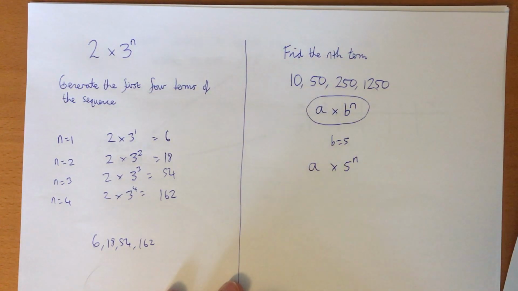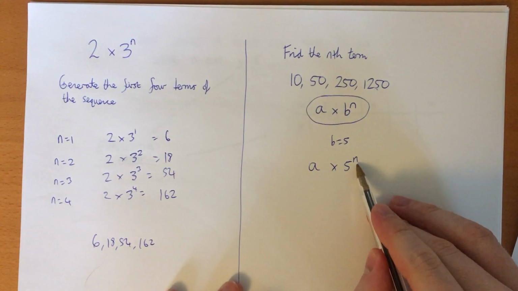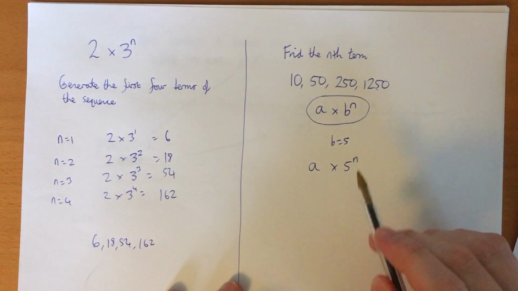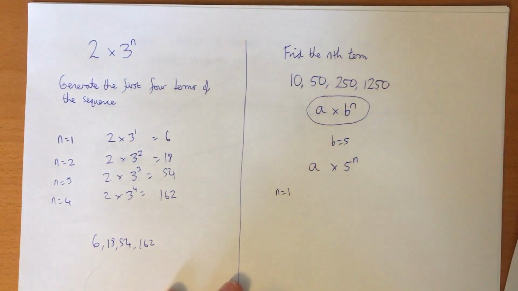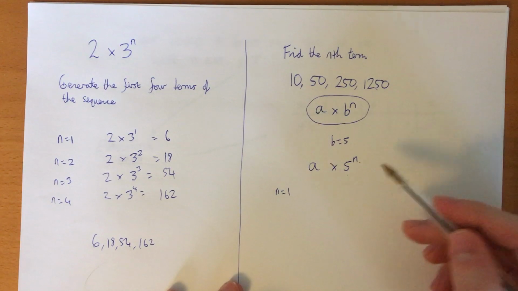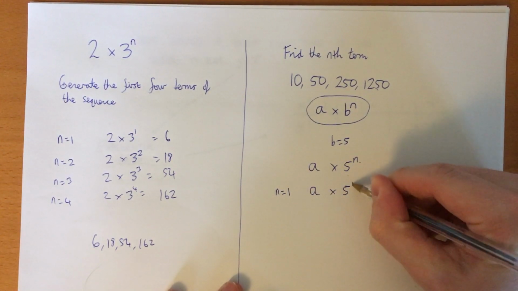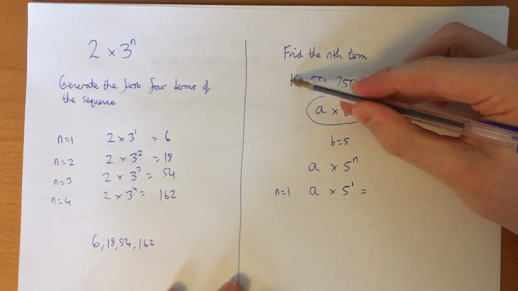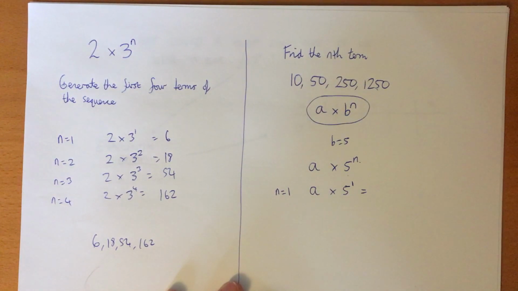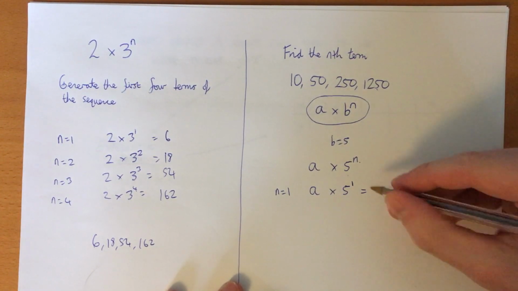Now, in order to work out what A is, let's look at the first term. Now, when we're looking at the first term, n must equal 1. So n equals 1 if we're looking at the first term. So it'll be A times 5 to the power of 1 equals, now we know what the first term is because it's given to us here. So the first term is 10. So A times 5 to the power of 1, the first term, equals 10.